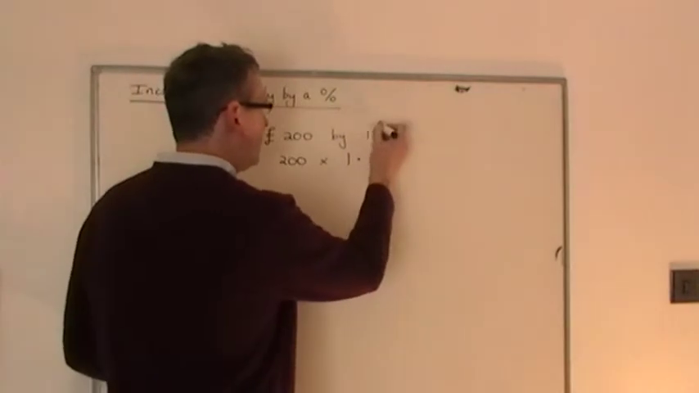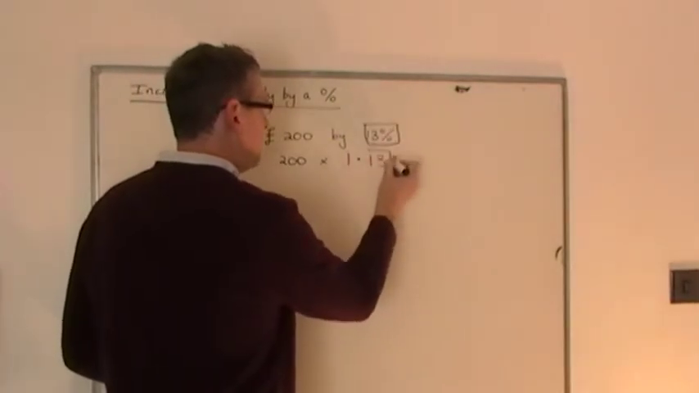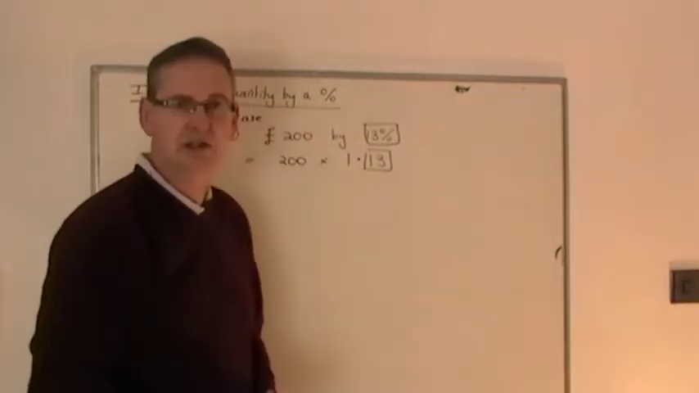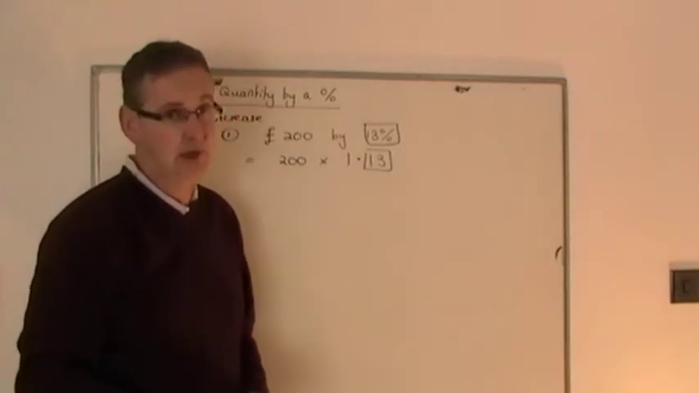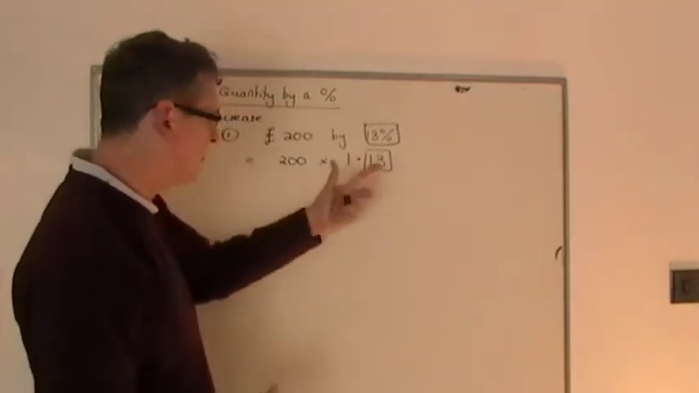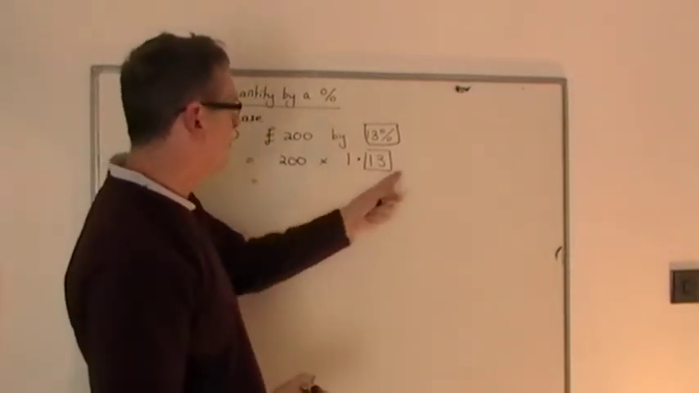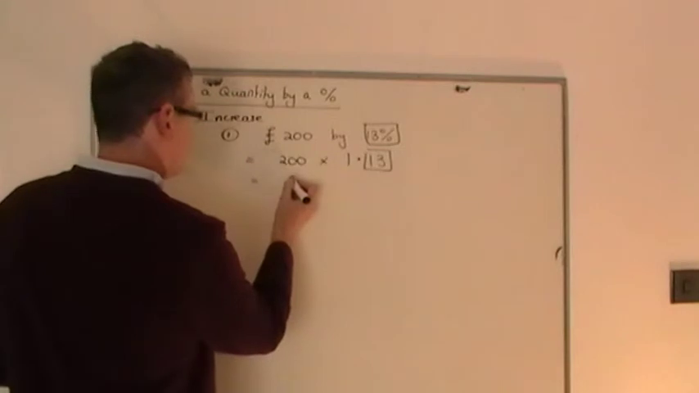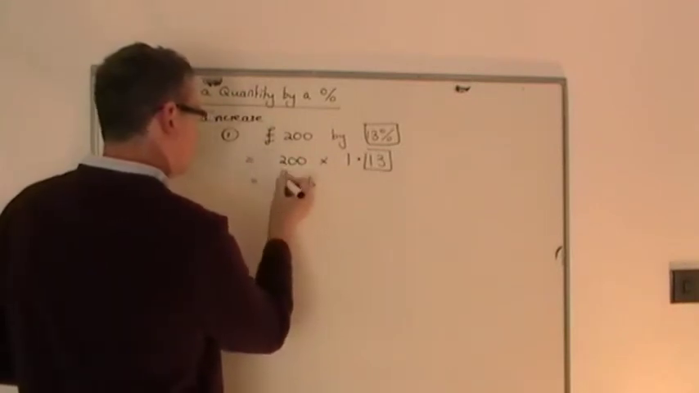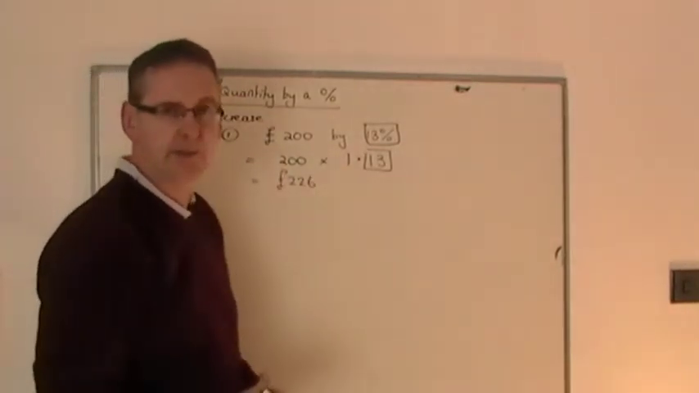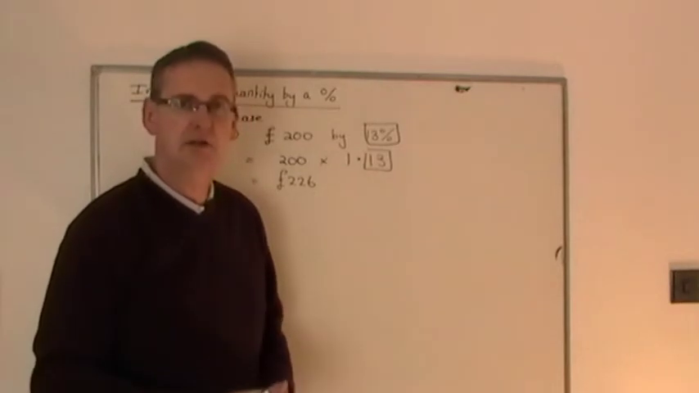1.13, and you can see the connection obviously between the 13% and the 0.13 of the decimal factor that you're multiplying by. So you just reach for a calculator and you work out 200 times 1.13, and the answer pops straight out on a calculator: £226. And that's the end of the question.